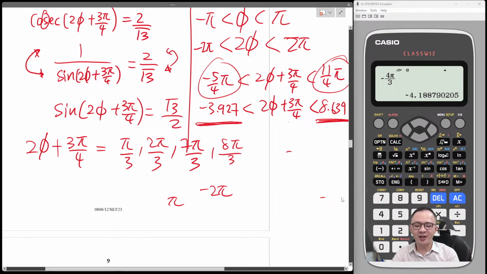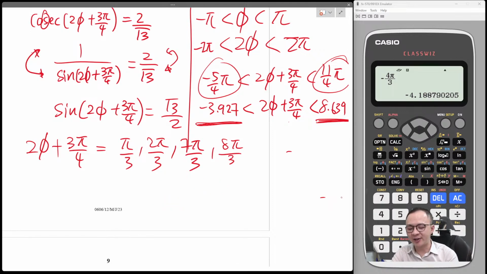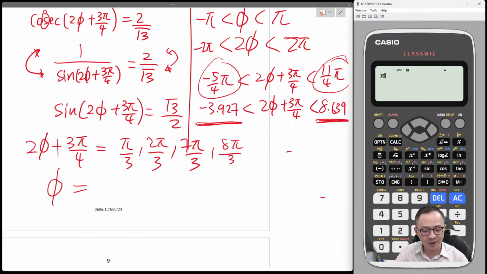Okay, but we haven't finished, because we want to find the x, isn't it? So all the angles, I need to minus 3 pi over 4, and then I need to divide by 2. Okay? So for example, the first one, pi over 3. I need to minus 3 pi over 4, and then divide it by 2. So the first one is negative 5 over 24 pi.